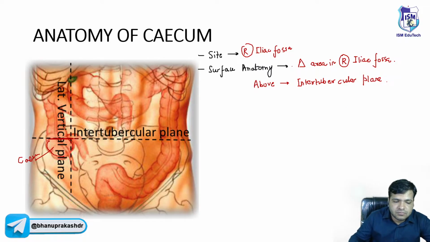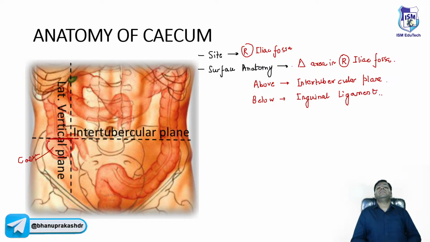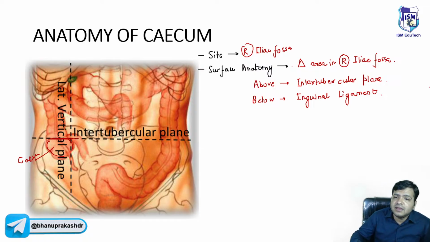Below, we have the inguinal ligament. You already know the inguinal ligament. It starts from the anterior superior iliac spine to the pubic tubercle, that is the pubic symphysis part. Specifically, it is the lateral half of the inguinal ligament. Now coming to the medial side, what will you get, beta, medially?